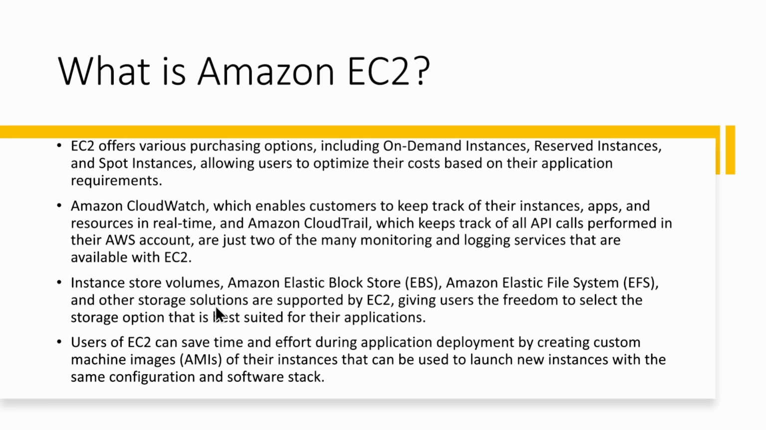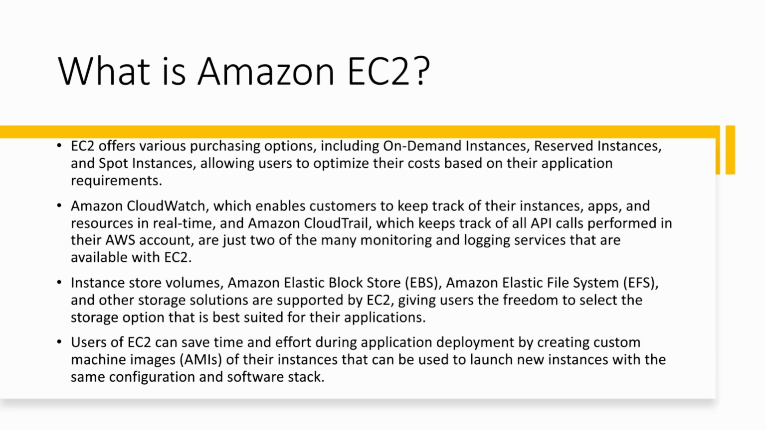Instance store volumes and Elastic Block Store or Elastic File System and other storage solutions are also supported by EC2, like whichever storage is best suited for you cost wise and need wise. Like in one of the questions of the AWS practice series which I have on my channel, there was one question that needed max IO performance. So that time you can use instance store, right? Choose the storage option which is best suited for your application.